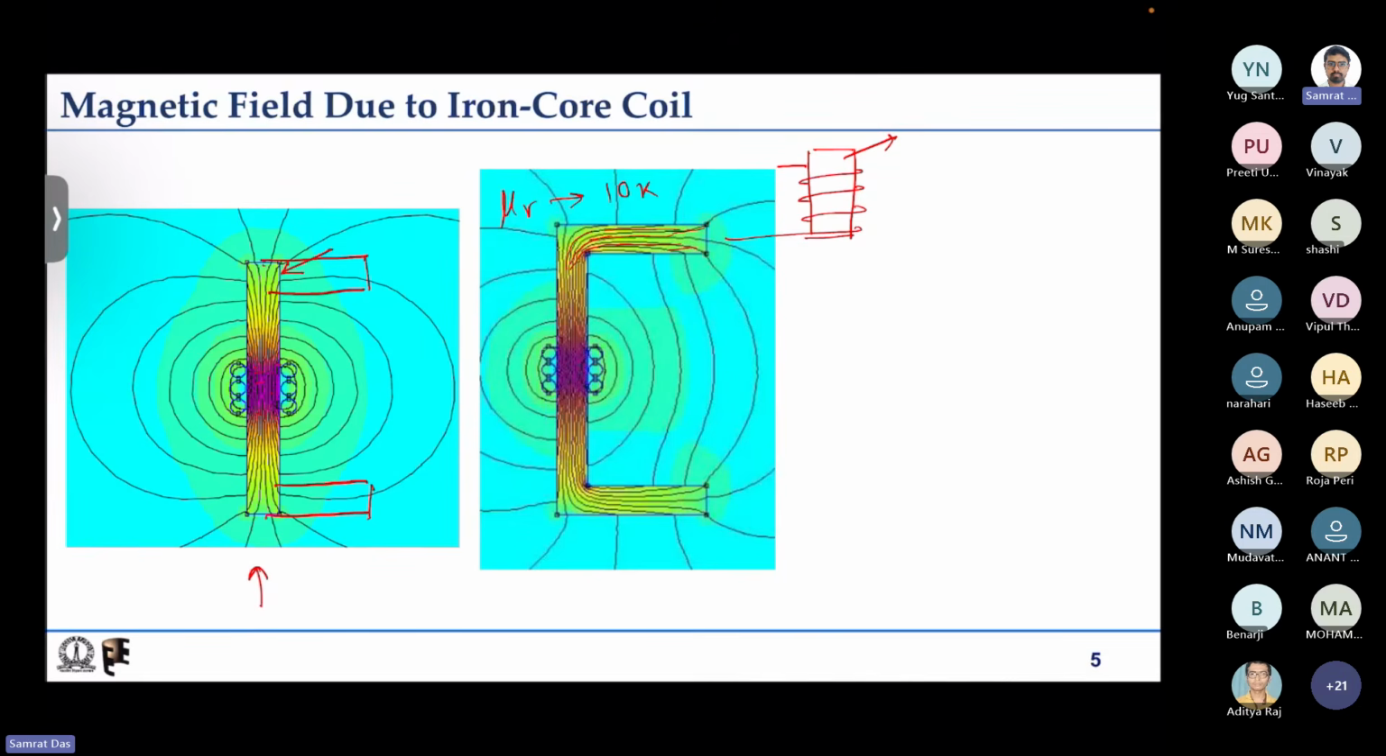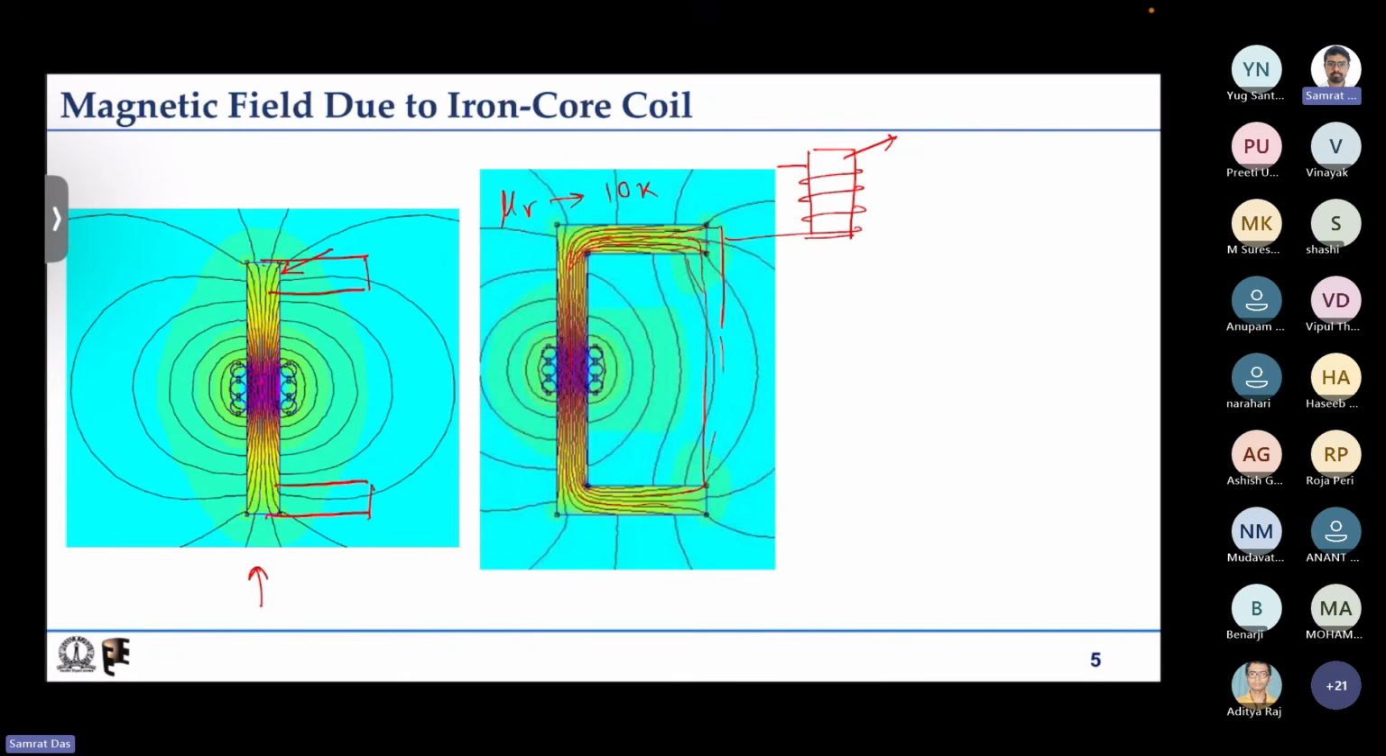After the iron path is done, they are completing their path through the air regions. That is basically telling us that if we want to make flux lines flow through a certain region, then we can plan the flux lines by putting iron around that. Suppose we want to have closed flux lines like this, then what is needed for us to do?